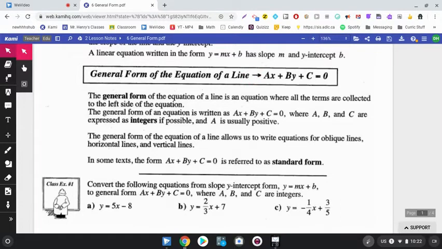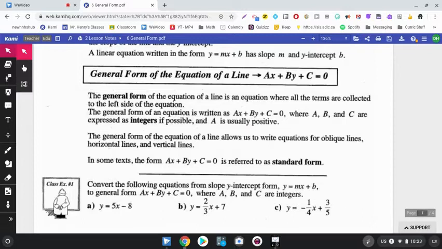Okay. It is written as ax plus by plus c equals 0, where a, b, and c are integers. Okay. Meaning I cannot have any fractions there. So my coefficients on the x and y and then my constant cannot be fractions. I have to get rid of the fractions somehow. So that's something we'll work on. And it says a is usually positive. Well, what we're going to do is a is always going to be positive. Okay, we're going to make sure a is positive.